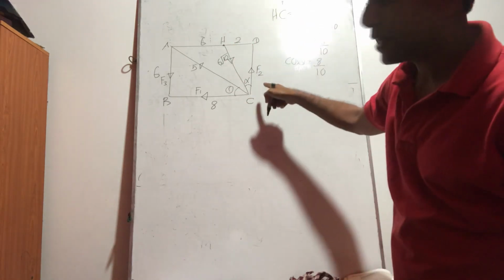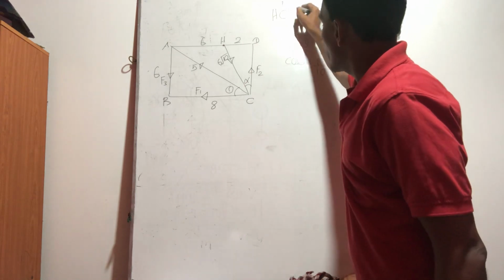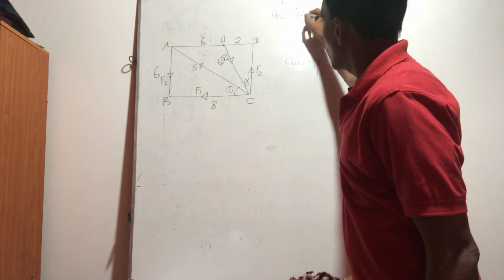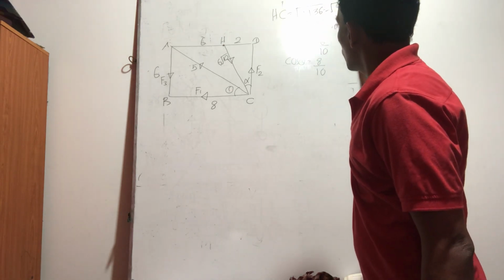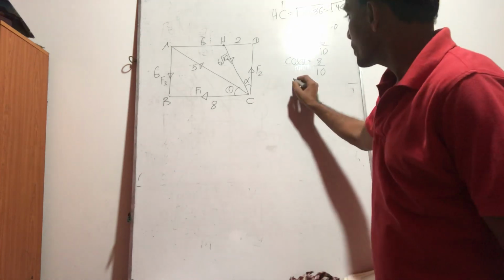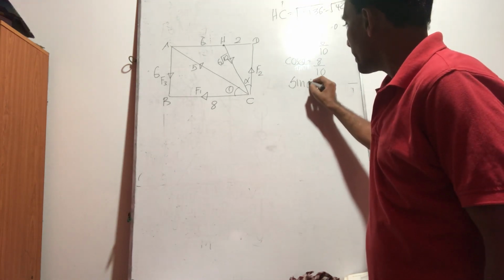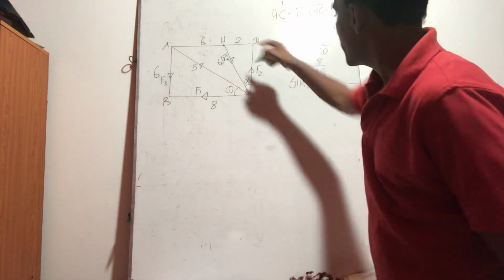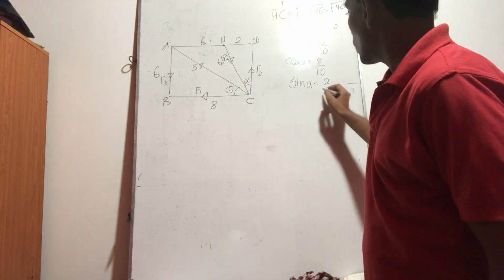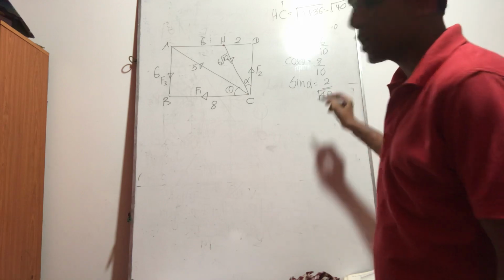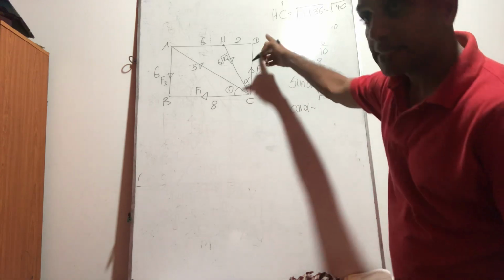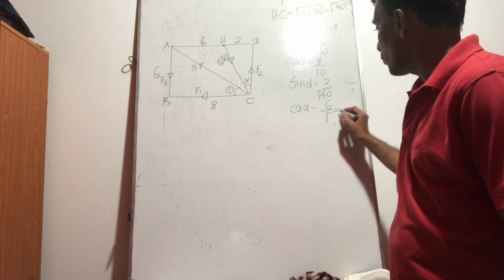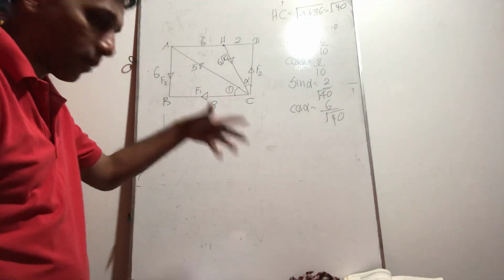What is HC value? Pythagoras. Here 2, here 6, means square root of 4 plus 36, square root of 40. Therefore, what is sin alpha? Opposite is 2, hypotenuse is square root 40. What is cos alpha? Adjacent 6 over square root 40. So before going to the simplification, you can find this value because we need to apply it in the later part of this question.